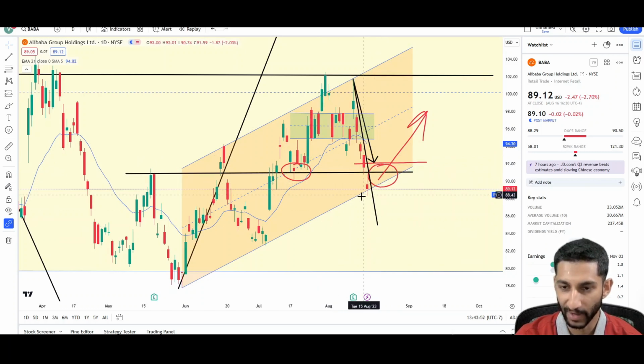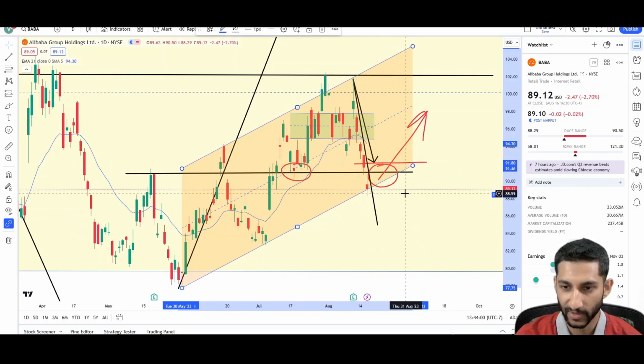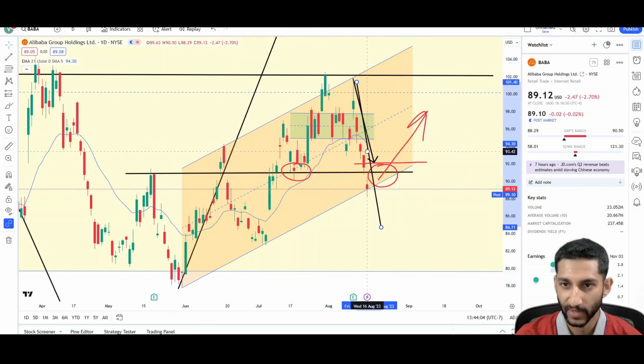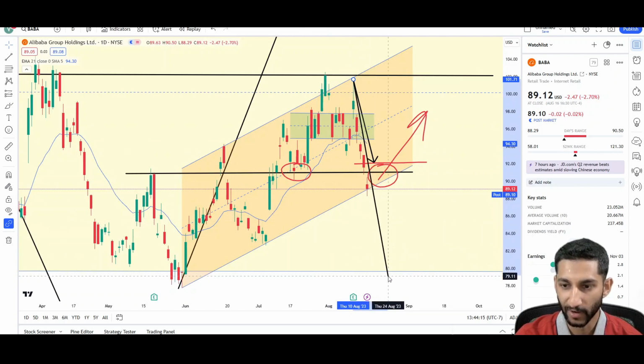And now we're kind of bouncing off the channel support. At first I had my channel a little bit steeper, so I adjusted it to be shallower, so that fits pretty good right now. I also added this trend line. Price has not broken it ever since it started dropping back here on August 10th. So as long as price is still getting rejected from this trend line, then maybe we go all the way down to the $80 level. Maybe we'll have to wait and see.